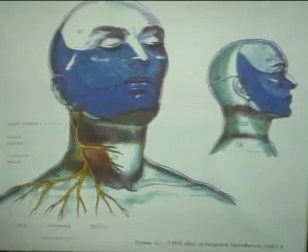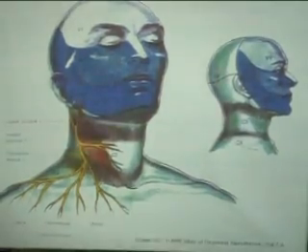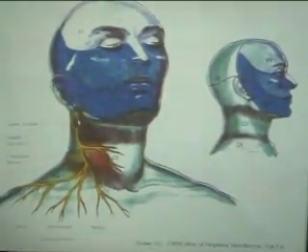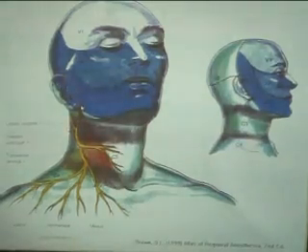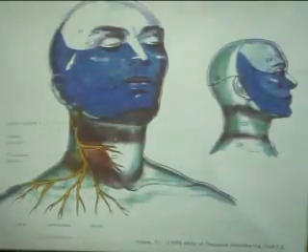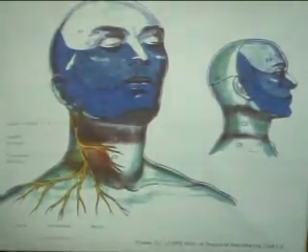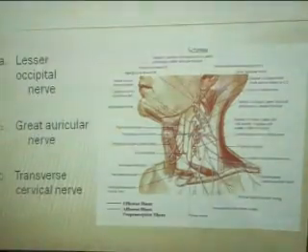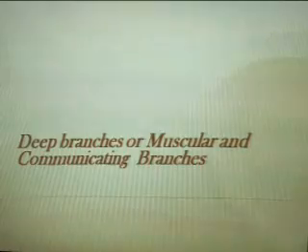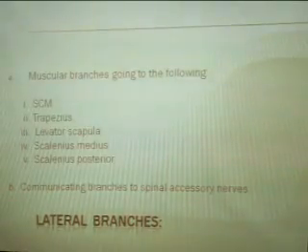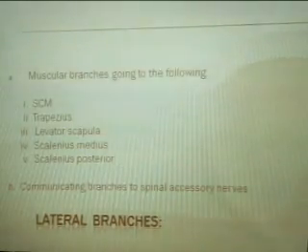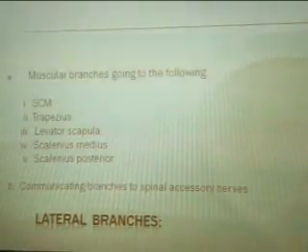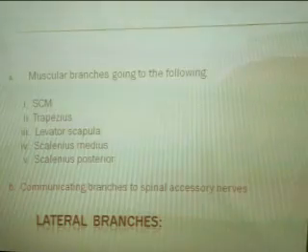As you can see in this picture, the cutaneous branches supply the neck, the back of the neck, below the pinna, the anterior part of the neck, and over the clavicle. So these are the ascending branches, and these are the muscular branches. Which muscles are supplied? Sternocleidomastoid, trapezius, levator scapulae, scalenus medius, and scalenus posterior.